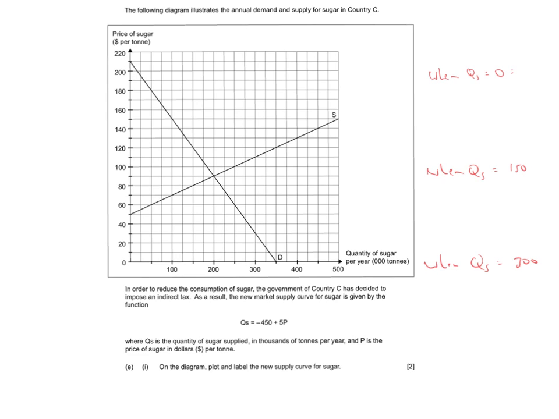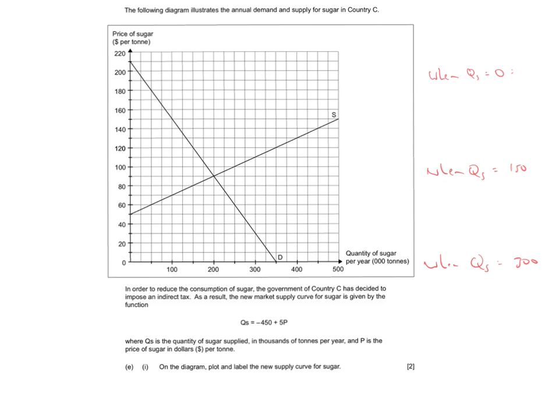The next part of the question looks at the imposition of an indirect tax in country C. We're given a supply curve for the market supply of sugar once the tax is imposed, and we're asked to plot and label the supply curve.